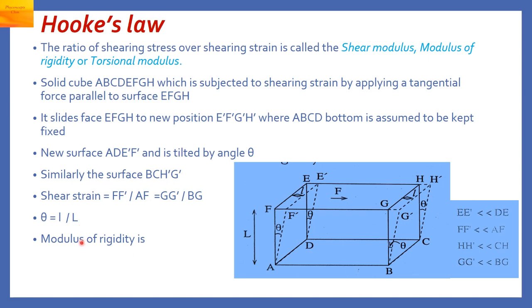So we will write down the modulus of rigidity, which we denote as eta. It is the shearing stress, which is F upon A, divided by the shearing strain that we have got as theta. That theta we can substitute here, and rearranging it, we get F l upon A L.